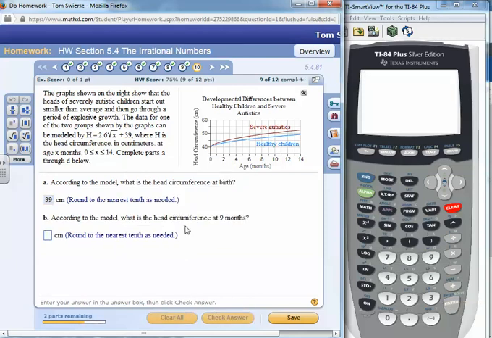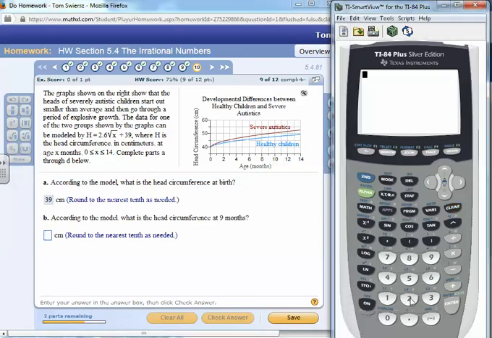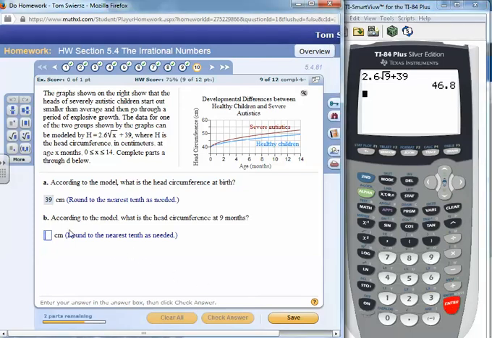According to the model, what would the head circumference be at 9 months? Okay, so at 9 months we have 2.6 times the square root of 9, which you can evaluate as 3 if you want, but you can just use your calculator, plus 39 for the rest of the formula. To the nearest tenth, that is 46.8.